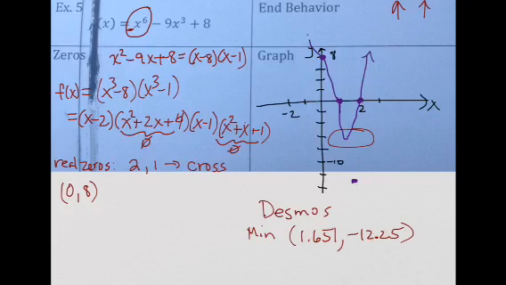Kind of like it's coming in from the top, and then it kind of goes more towards the right, and then back up like that. Okay, so let me erase this part. And it would be more like this. Okay, so that's the function for number 5.